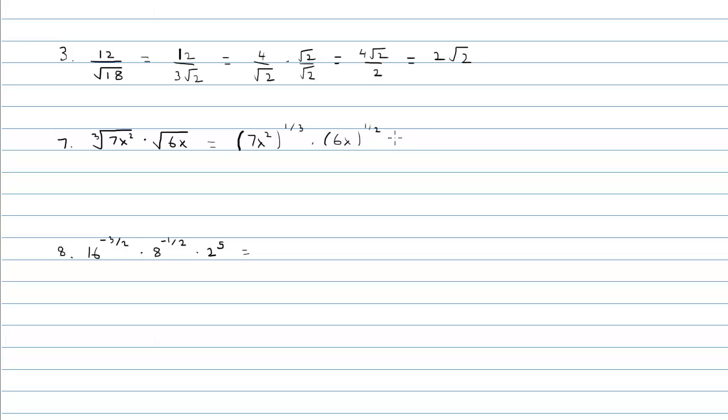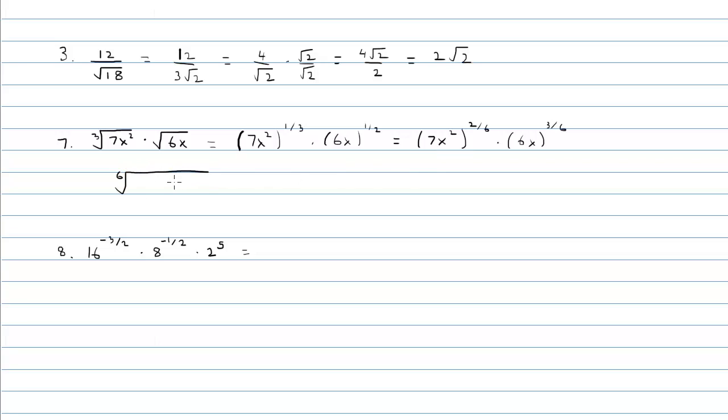We'll get a least common denominator between these two fraction powers, and that'll be to the 6th. So we'll have 7x squared, 1/3 will become 2/6, times 6x, our 1/2 will become the 3/6 power. Now that we have the same root, we can combine these into a single 6th root.